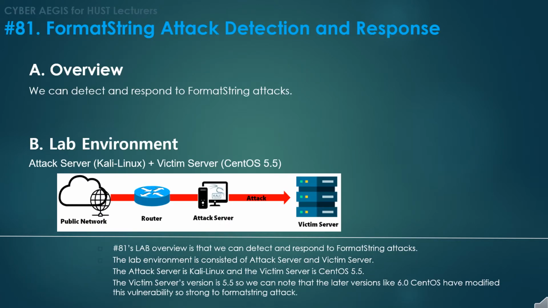Number 81's lab overview is that we can detect and respond to format string attacks. The lab environment consists of an attack server and a victim server. The attack server is Kali Linux and the victim server is CentOS 5.5. The victim server's version is 5.5, so we can note that later versions like 6.0 have modified this vulnerability to be strong against format string attacks.